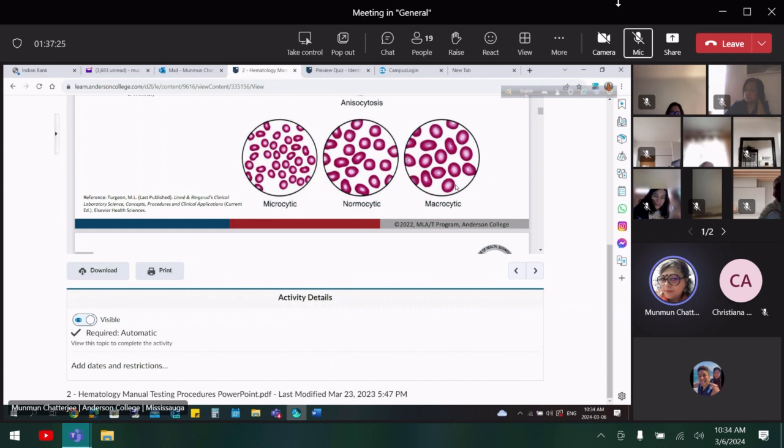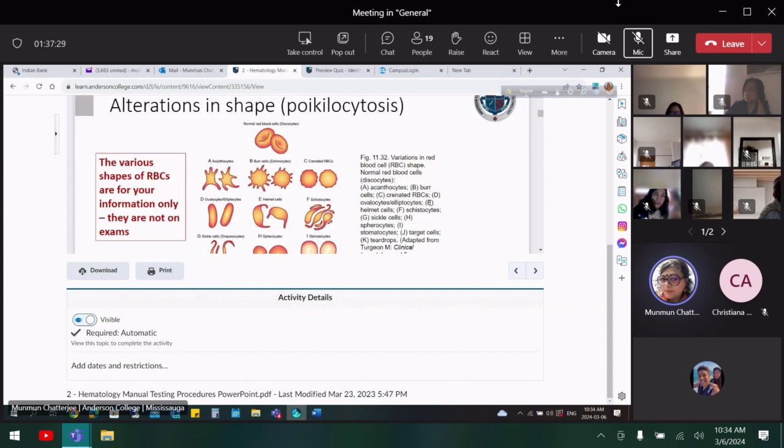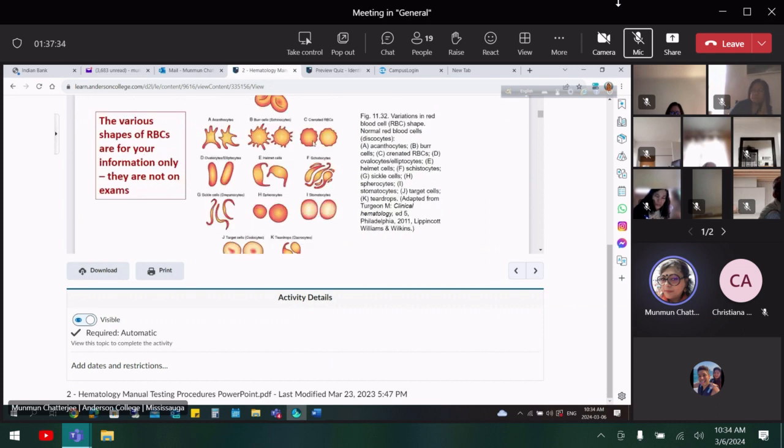One example. Alteration in shape is called poikilocytosis. There are different types of shapes. When it's like a star, it is called acanthocytes. I cannot remember all these names, but you can remember a couple of them. This is called crenated. When the RBC surface is wrinkled outside, it is called a crenated RBC.